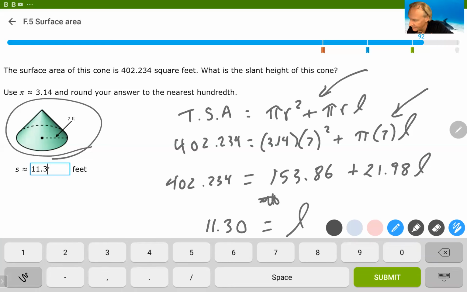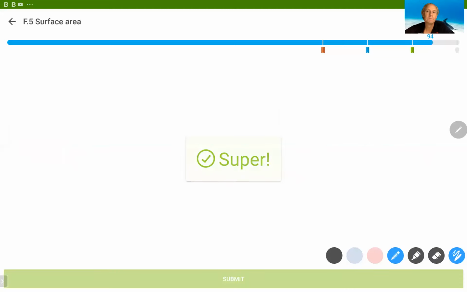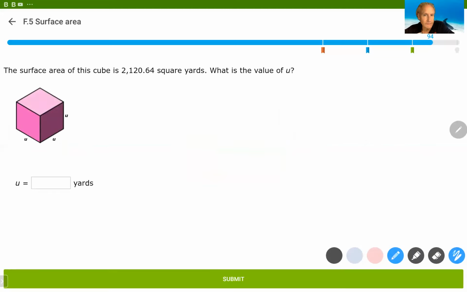It says to round to the nearest hundredth, so I'm not sure if I'm supposed to put the 0 in or not. I think I'm just going to leave it like that. There we go. And hopefully this is the last one.